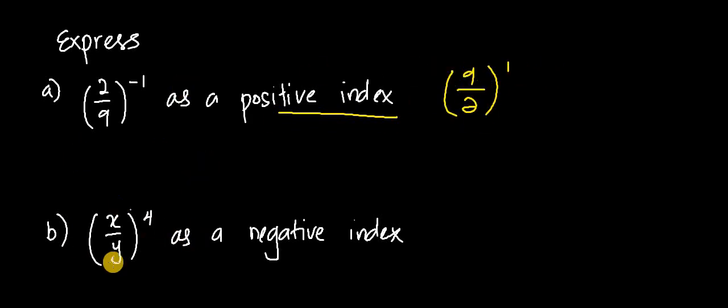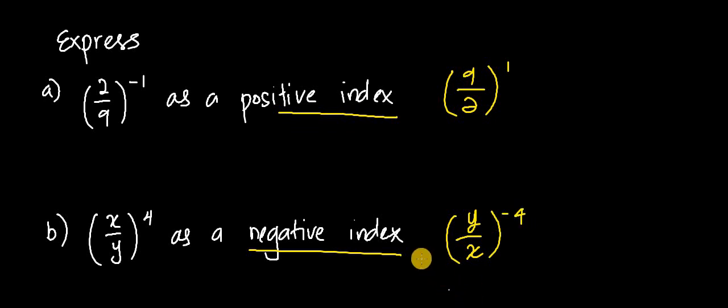That's it. You just flip it. Now, x over y power 4. This is a positive power, and now they ask me to write it as a negative index. Very easy. You want me to change a positive to a negative, so I'm just going to flip the fraction. Here I'll get y over x power negative 4. That's it. So this is the shortcut. If you have a negative power and you want to change it to a positive, you just flip the fraction and it becomes positive. If it's a positive power and you want to change it to a negative, you flip the fraction and it becomes negative.